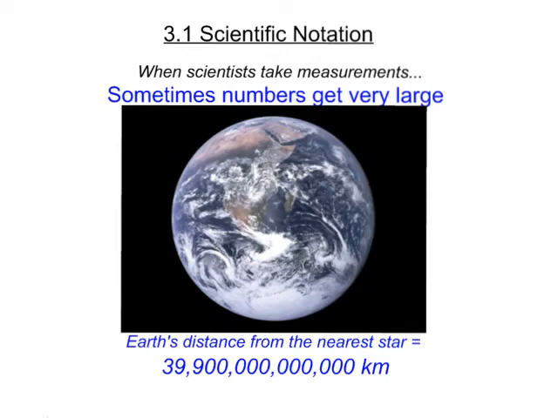Welcome to our new unit on measurement and stoichiometry. We're going to start this unit by taking a look at scientific notation. When scientists take measurements, oftentimes numbers get very, very large. For example, measuring the distance from Earth to the nearest star, well, it's this many kilometers. That's a really big number.